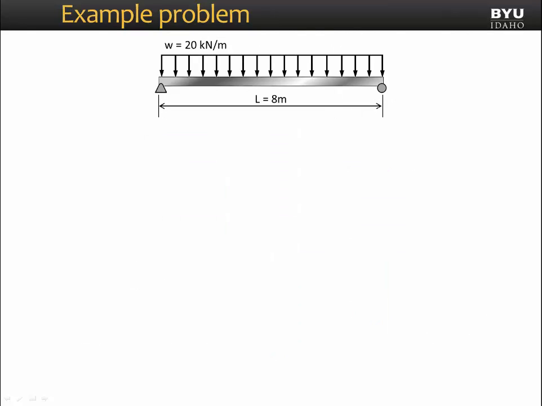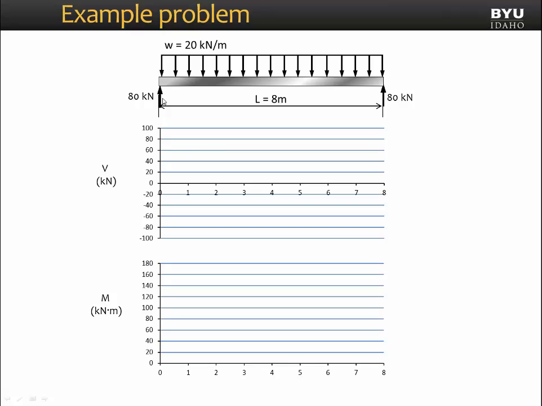Let's look at another beam. Here is a simply supported beam with a uniformly distributed load applied. The magnitude of that load is 20 kilonewtons per meter. The length of the beam is 8 meters. The reaction forces at the supports are each 80 kilonewtons.